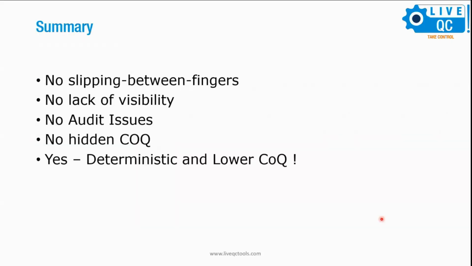So the summary is there is no slipping between fingers, no lack of visibility, no audit issues, no hidden cost of quality. Yes, it is a deterministic and a lower cost of quality because you have set the goals and you are monitoring it dynamically. That brings us to the end of this presentation on how to reduce cost of quality in the organization.